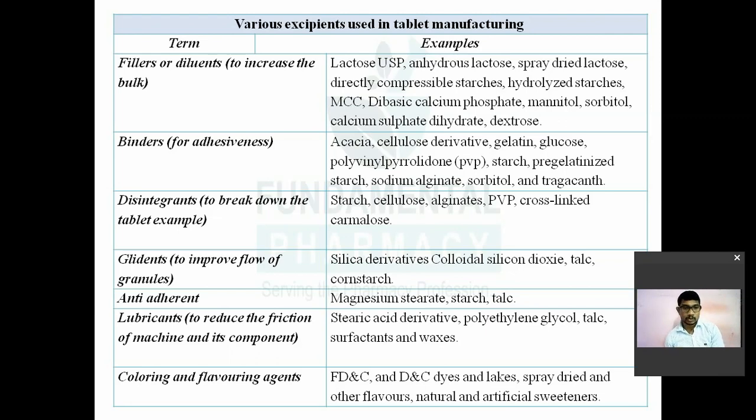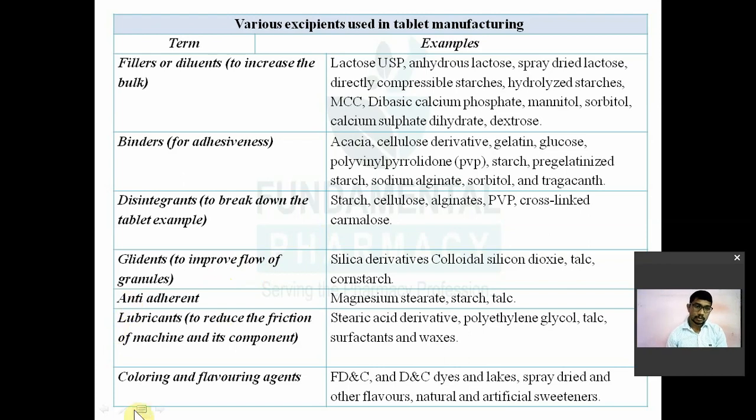Then the next class is lubricants. To reduce the friction between the machine and its components, lubricants are used. Lubricants will reduce the frictional forces. So what are they? Stearic acid derivatives, propylene glycol, talc, surfactants and waxes. So they are used as lubricants. Sometimes a question can come on this, a match-the-following type question, or identify the odd one, or even a direct one-line question.